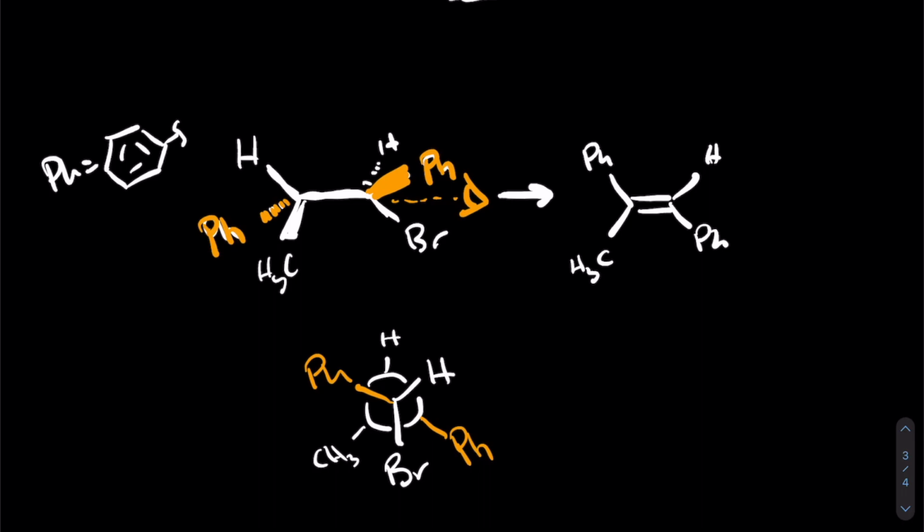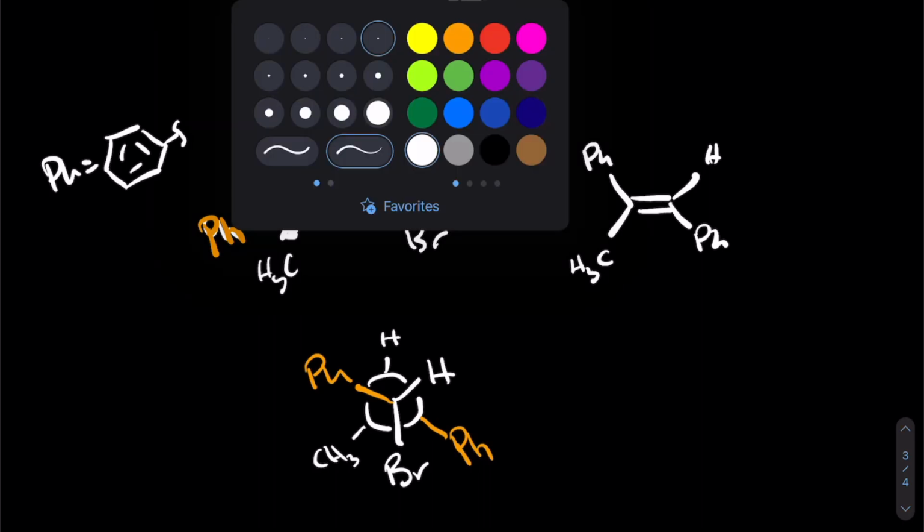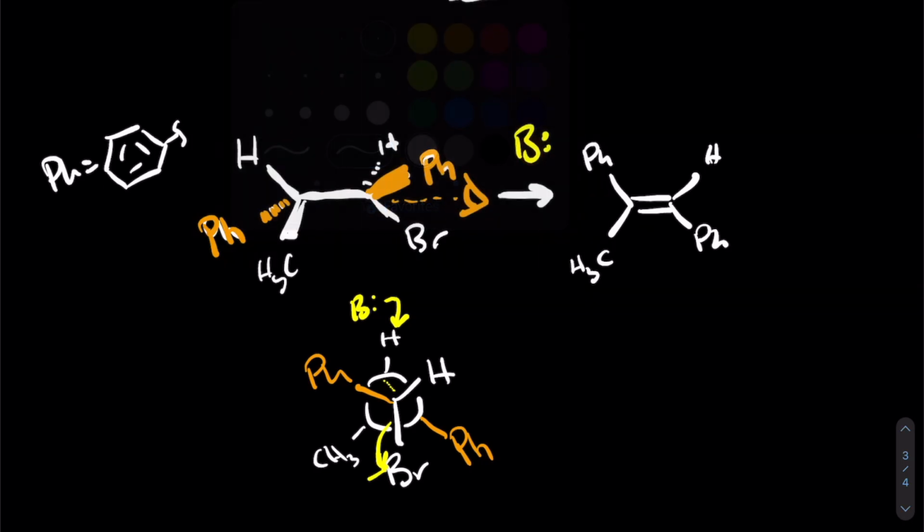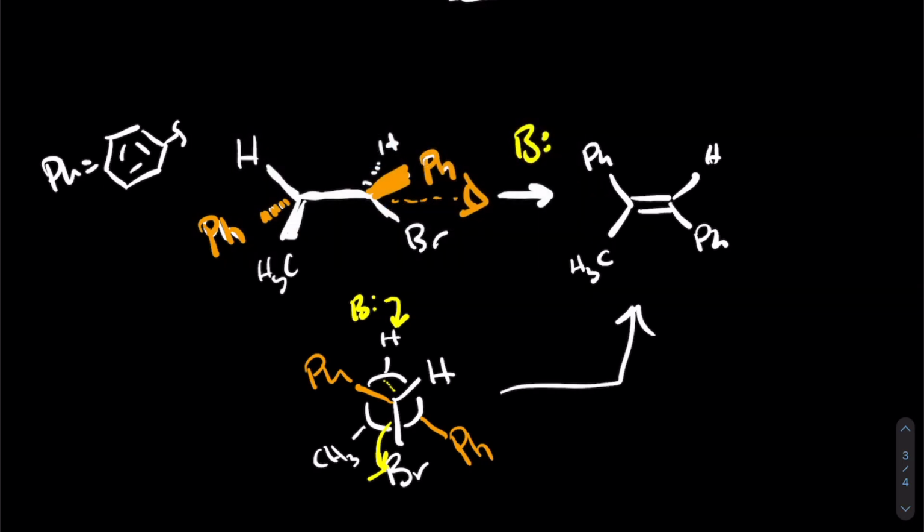All right. And you can even draw the transition state here, because if we throw in our base, the base is right here, and the base is going to come in and snatch that proton, and you're going to start forming the double bond right here as that thing pops off. And that is going to lead to that product.